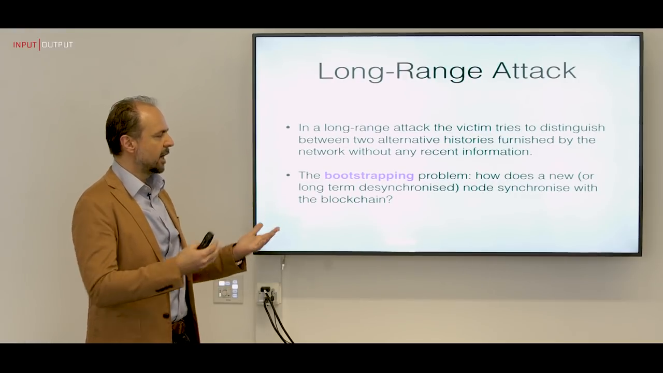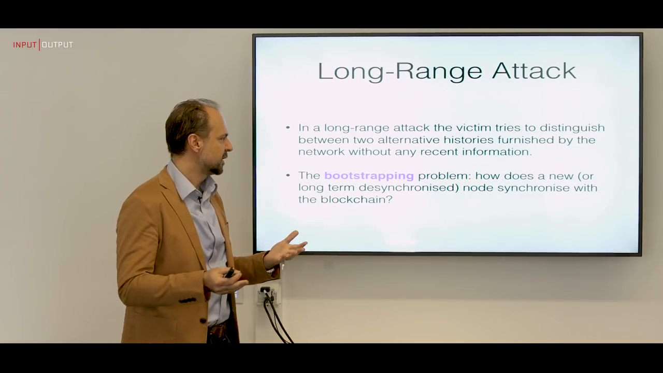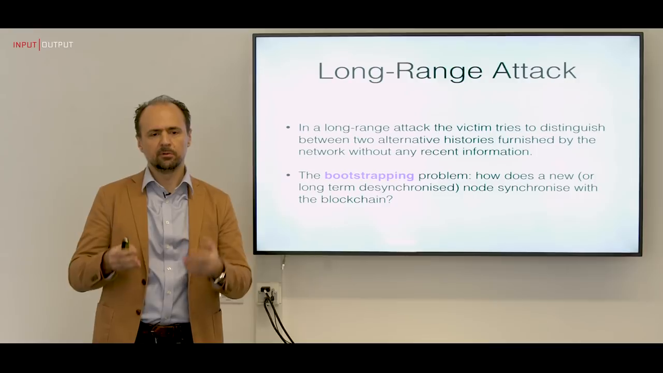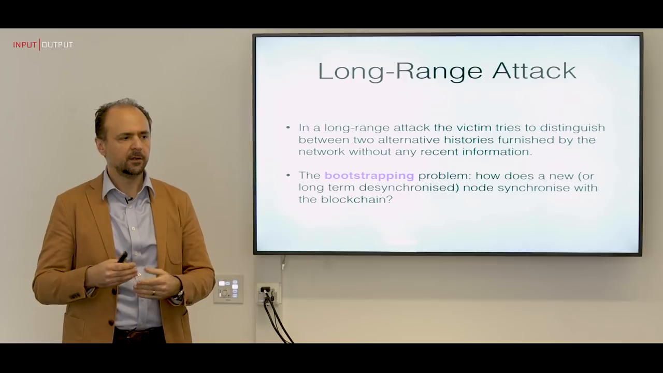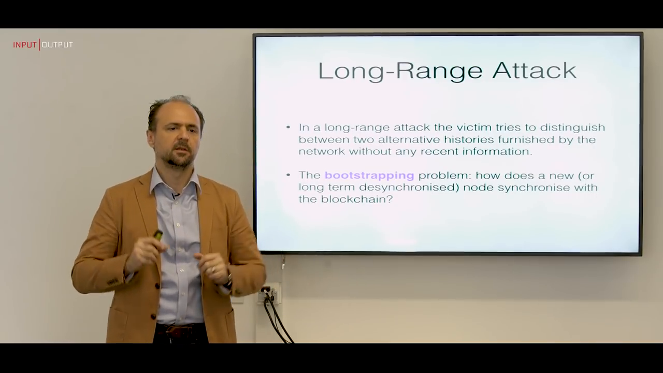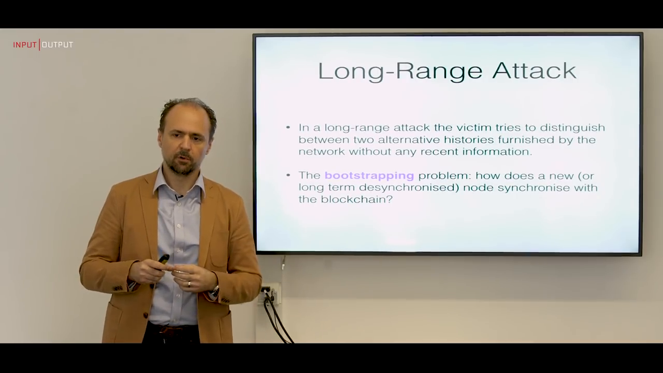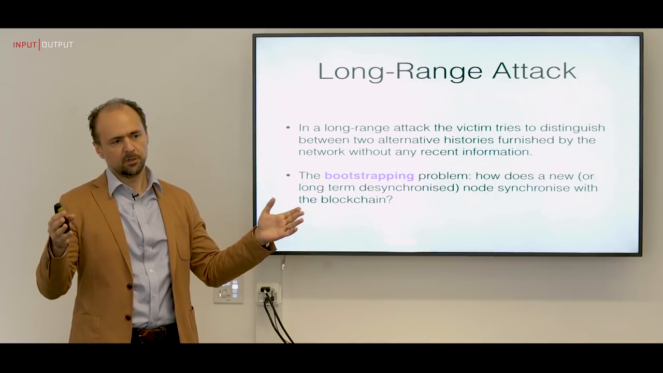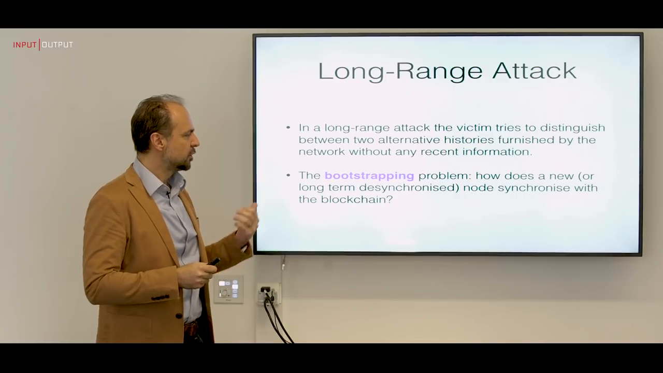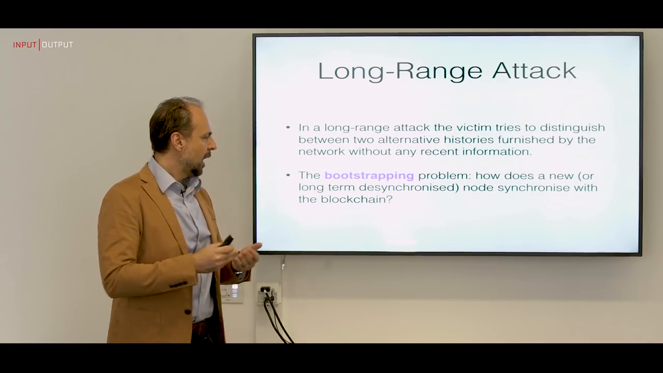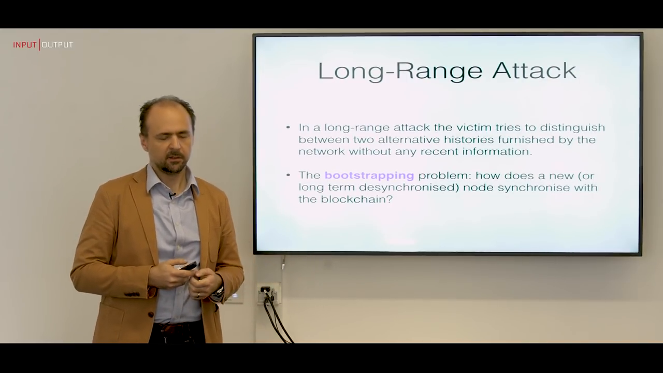So basically, in a long-range attack, you have a victim node that tries to distinguish between two alternative histories which are furnished by the network without having access to recent information. And recent information here is key. If you are constantly online, you have a good understanding of what is communicated in the network. Nevertheless, imagine that you join the network after a big hiatus, or you're just a new node that doesn't have any other information about what was going on. In that case, you face the bootstrapping problem. How are you able to synchronize with the right blockchain without having any recent information?